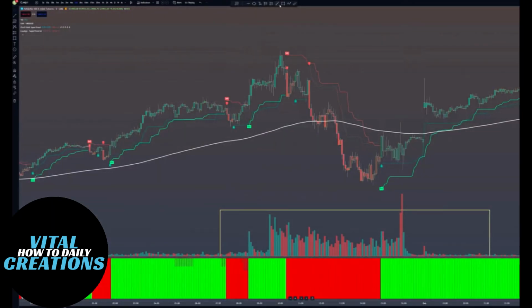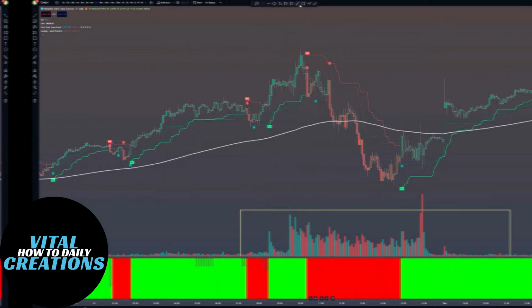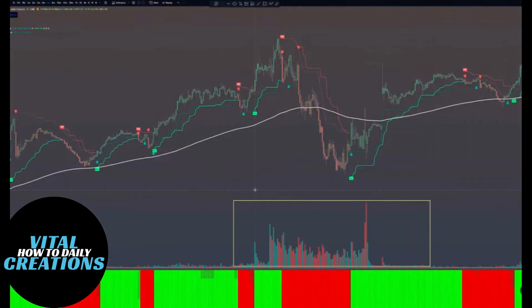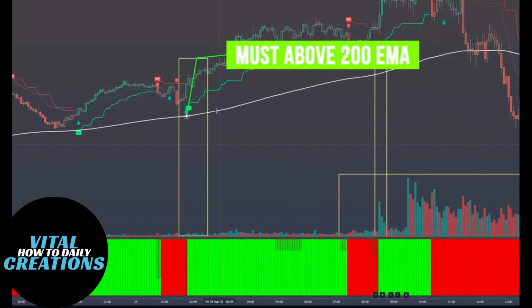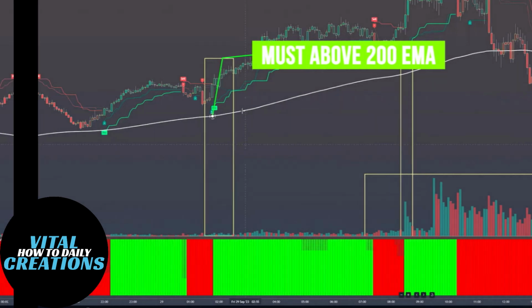Step 4 is to exit and stop loss. Exit when any indicator gives an opposite signal. Stop loss at recent support or resistance. Trade in high volume markets, like NASDAQ, Forex, and crypto, for better accuracy.